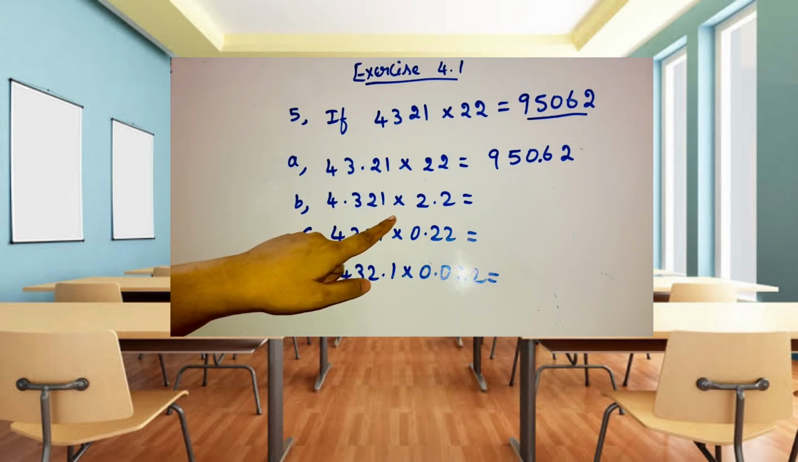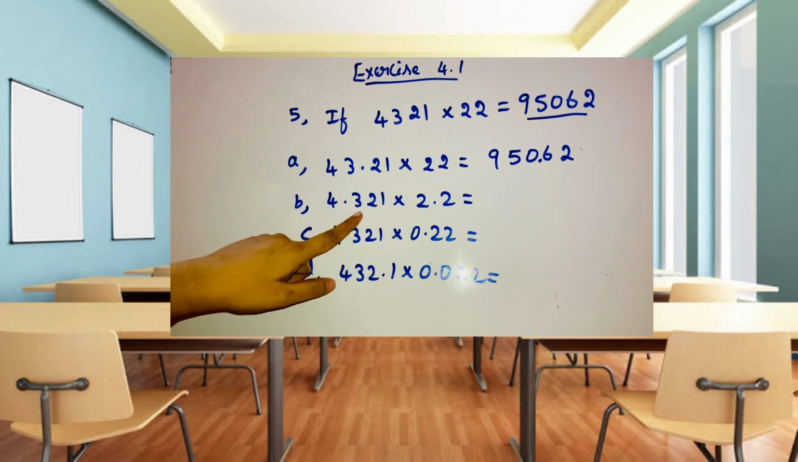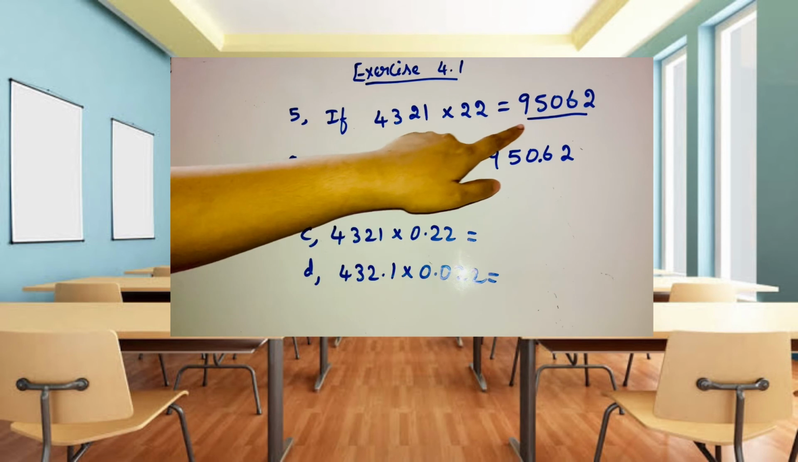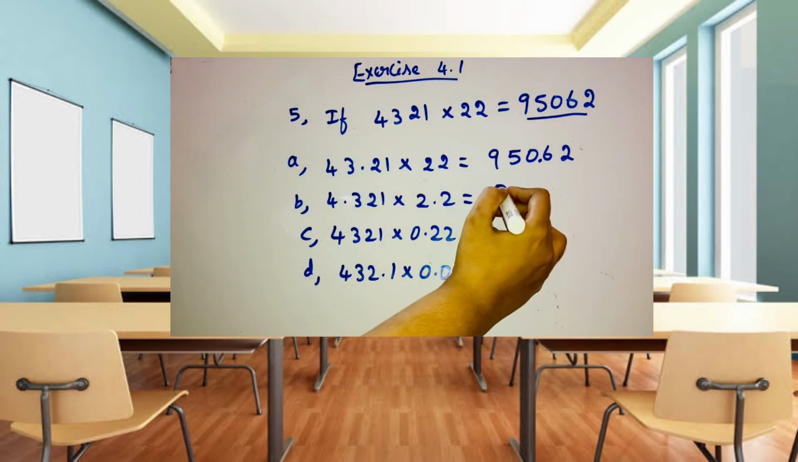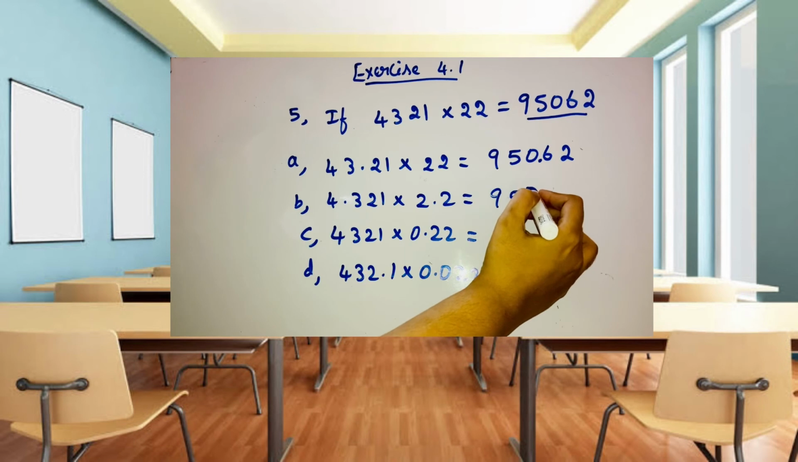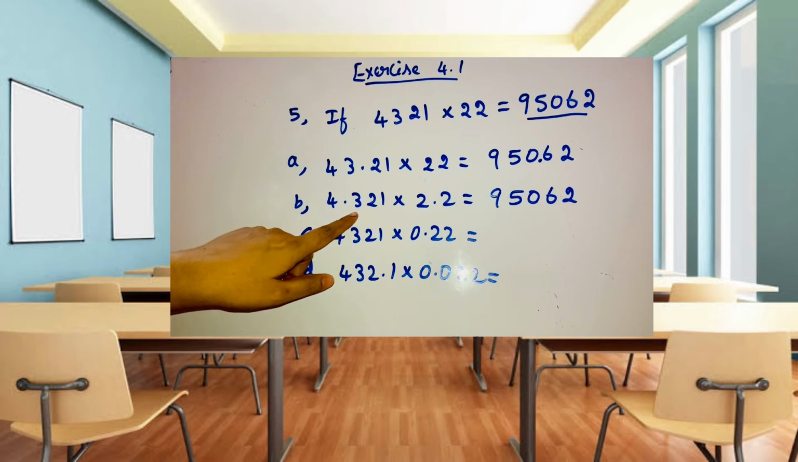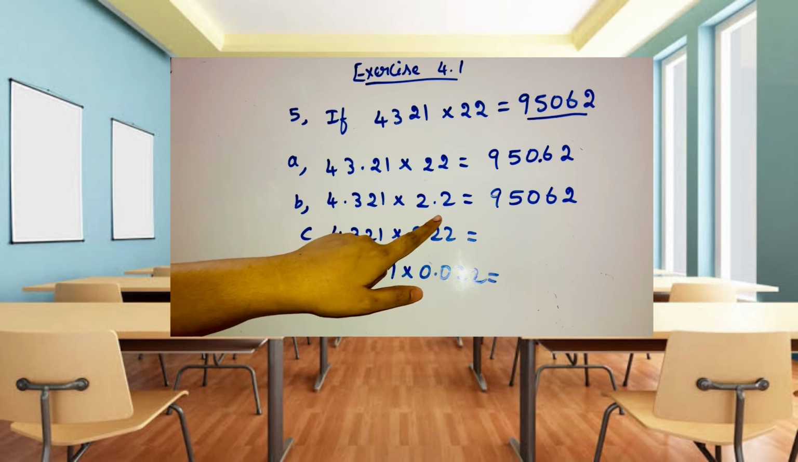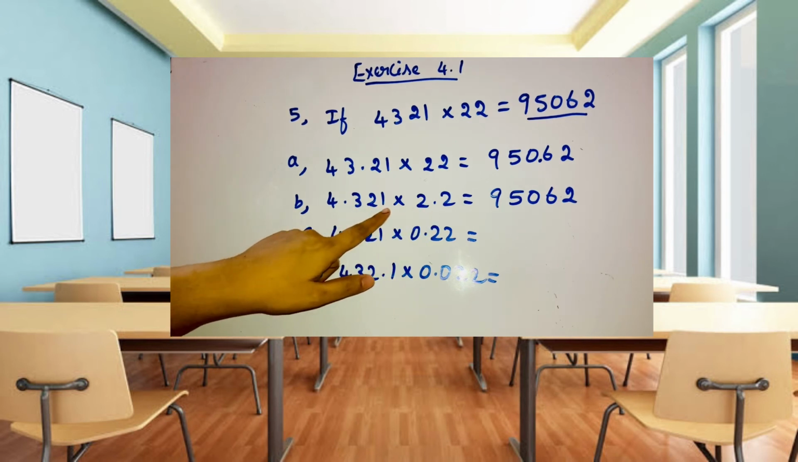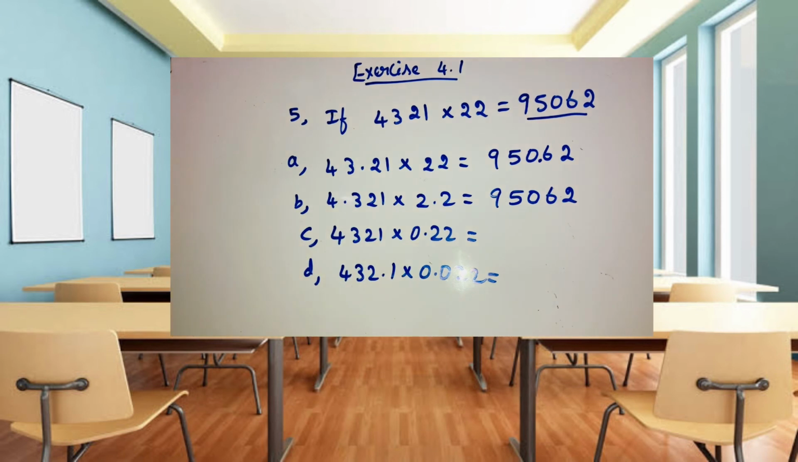In the second sum, 4.321 multiplied by 2.2. When 4321 is multiplied by 22, we will be getting the same answer, 95062. Here we can count the decimal places. In the first one, we have 3 digits after the decimal, and here 1 digit after the decimal. So totally 1, 2, 3, 4: 4 digits after the decimal. So we need to keep the decimal after 4 digits, 1, 2, 3, 4. 9.5062.